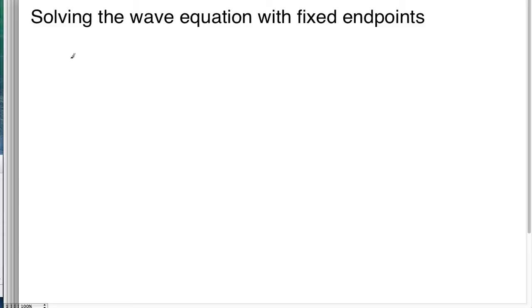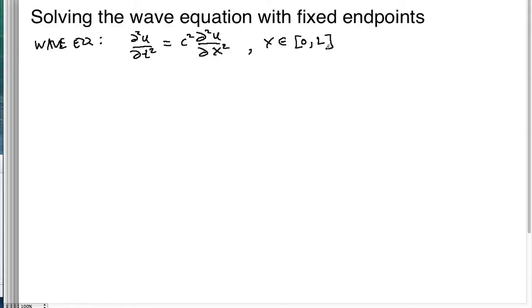Hello and welcome. Today we're going to be talking about solving the wave equation with fixed endpoints. So let's draw a picture of what we're talking about. First there's the wave equation, and that's simply the second time derivative of u is equal to c squared times the second derivative in space. This is for x in the range from 0 to L. All right, so that's one piece of the puzzle.